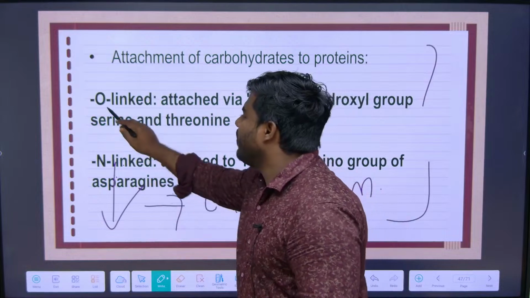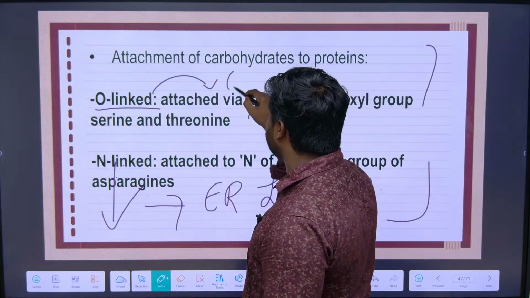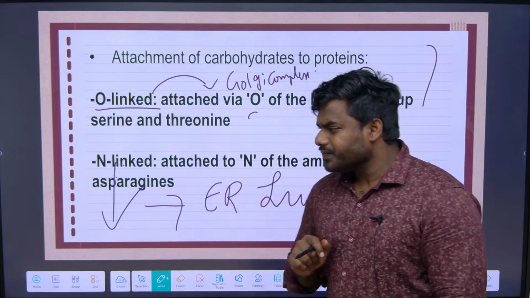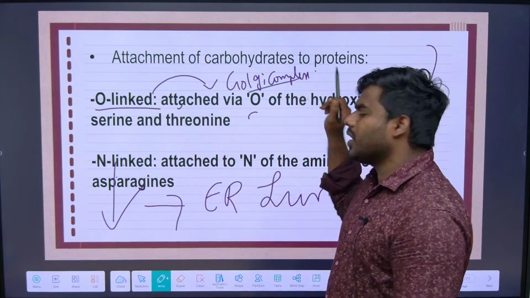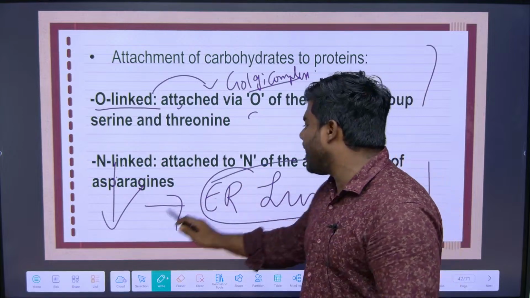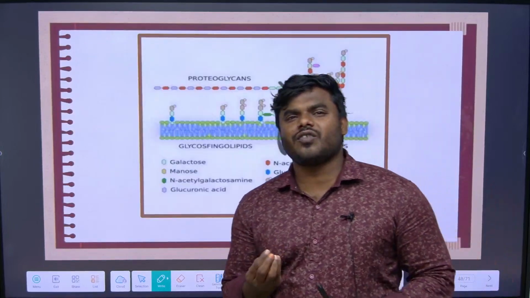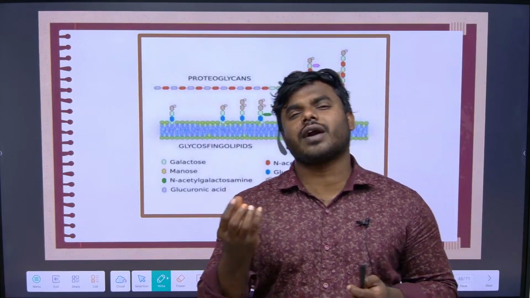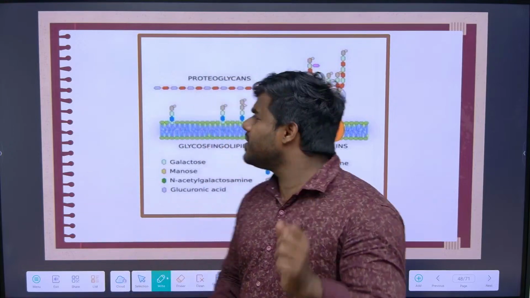Very important. Where will O-linked glycosylation happen? O-linked glycosylation exclusively happens in the Golgi complex. There is no need to get confused, friends. O-linked glycosylation happens in the Golgi complex. N-linked glycosylation exclusively happens in the lumen of the ER. Now here comes a very good question. What kind of amino acids are involved in O-linked glycosylation? What kind of amino acids are involved in N-linked glycosylation? This is important for the exam.